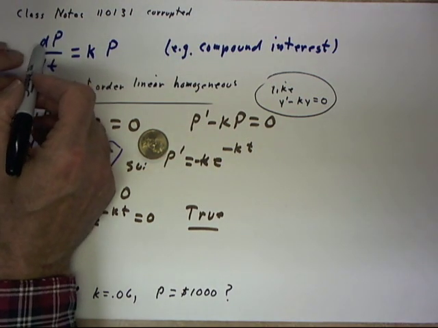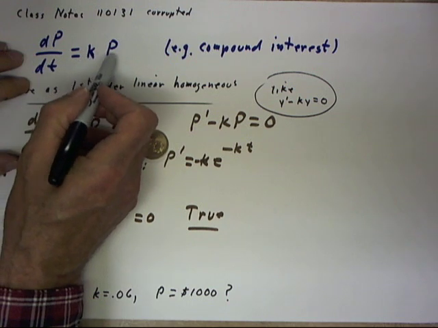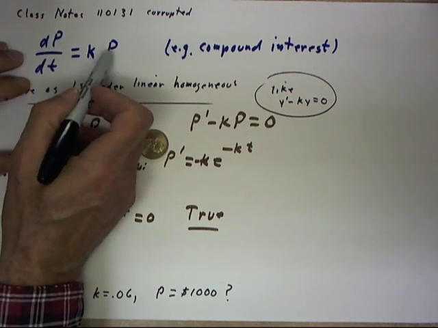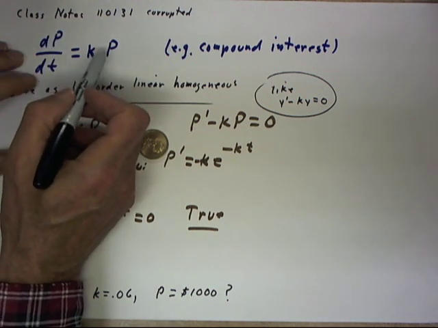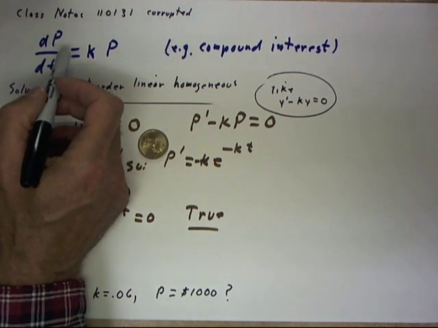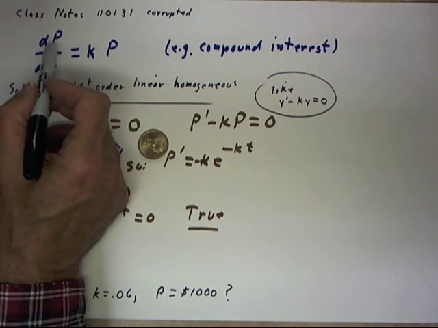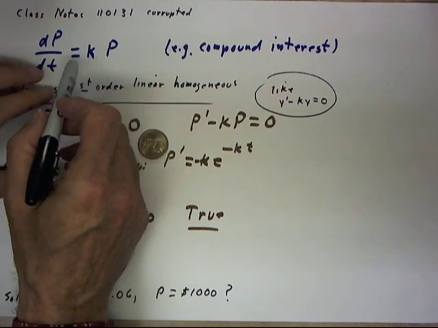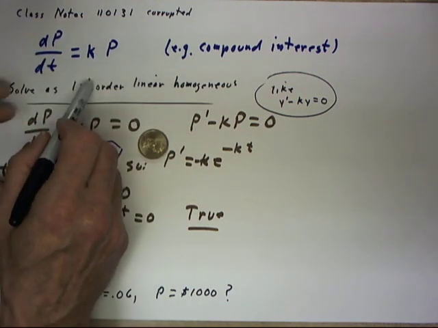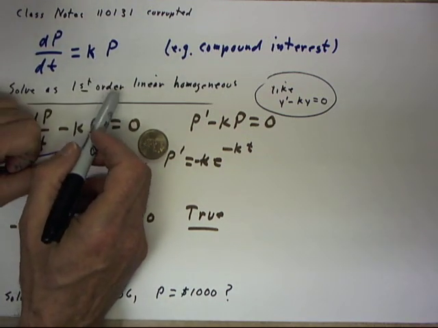We consider the equation dP/dt equals kP, where capital P is not to be confused with the little p function we used in solving first order linear equations. Okay, the little p function was the coefficient of your y function.